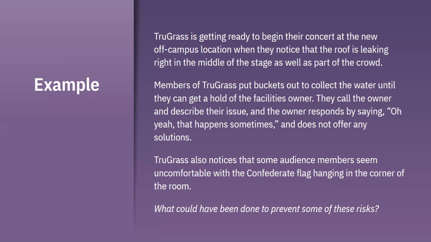Here is an example. True Grass is getting ready to begin their concert at the new off-campus location when they notice that the roof is leaking right in the middle of the stage as well as part of the crowd. Members of True Grass put buckets out to collect the water until they can get a hold of the facility's owner. They called the owner and described their issue, and the owner responds by saying, "Oh yeah, that happens sometimes," and does not offer any solutions. True Grass also noticed that some audience members seemed uncomfortable with the Confederate flag hanging in the corner of the room. What could have been done to prevent some of these risks?